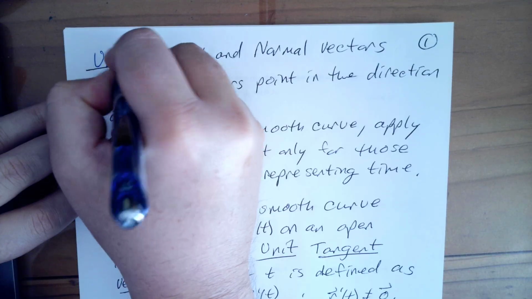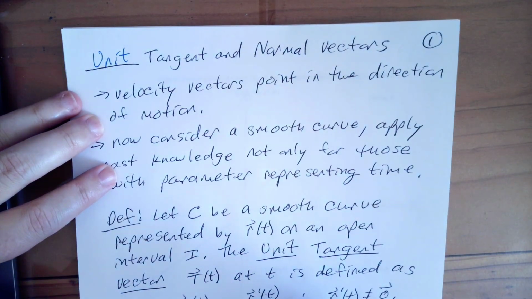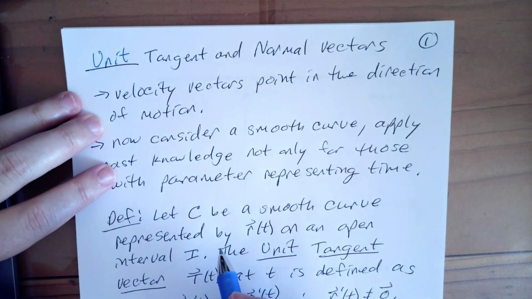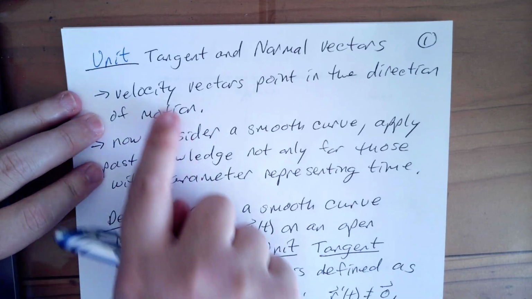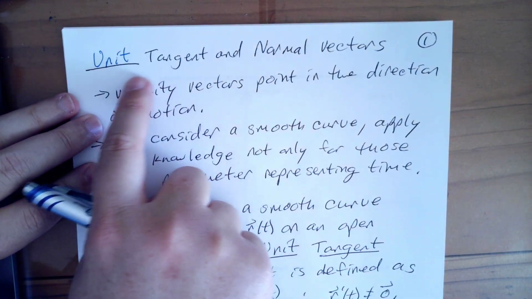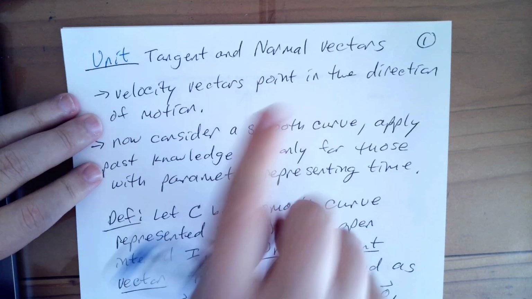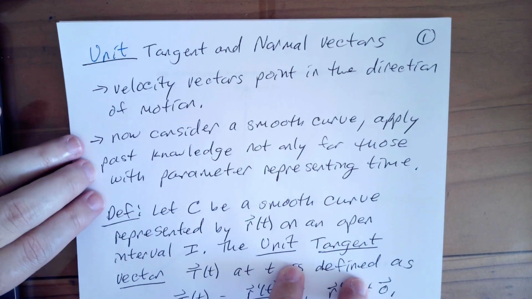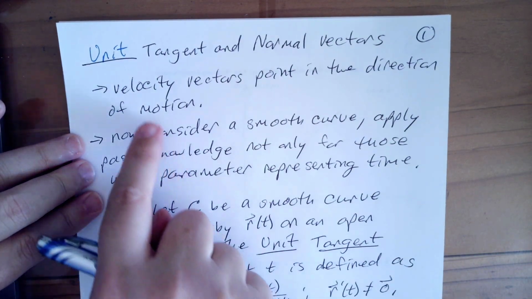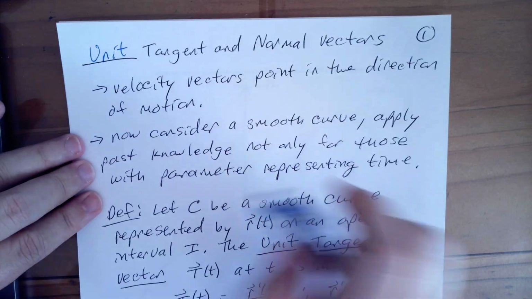We're going to be looking at what's known as unit tangent and unit normal vectors. I think just for today, I'll just give you a little introduction to a unit tangent vector, and normal vectors we'll do next week. So again, one of the applications is velocity vectors.